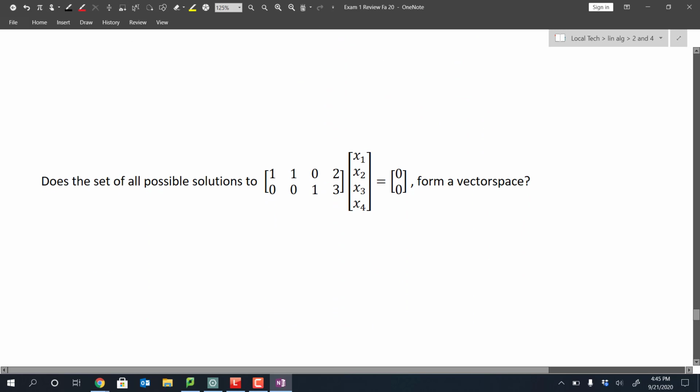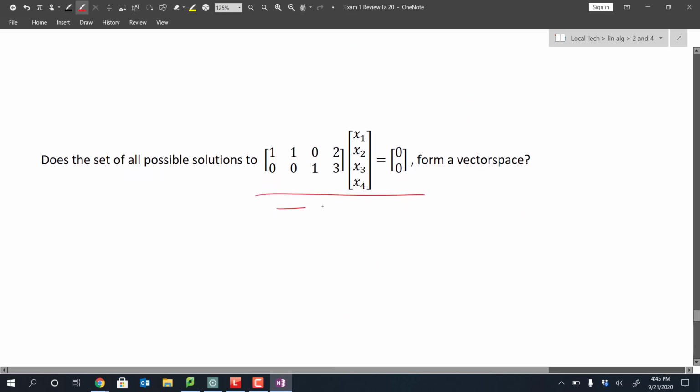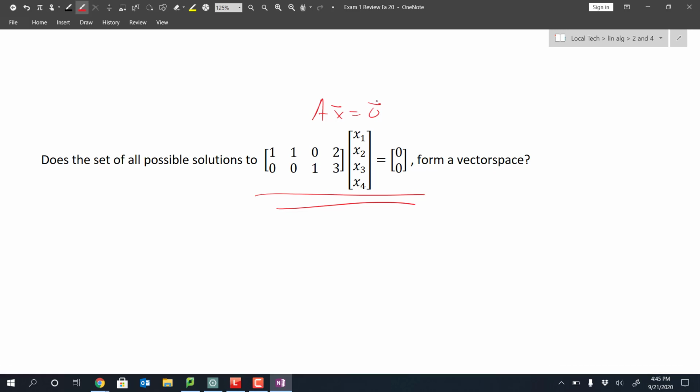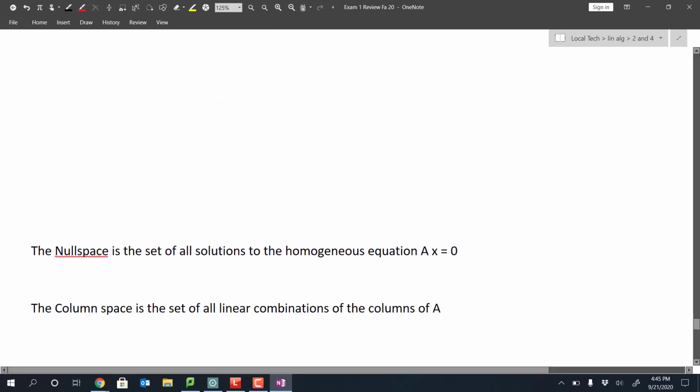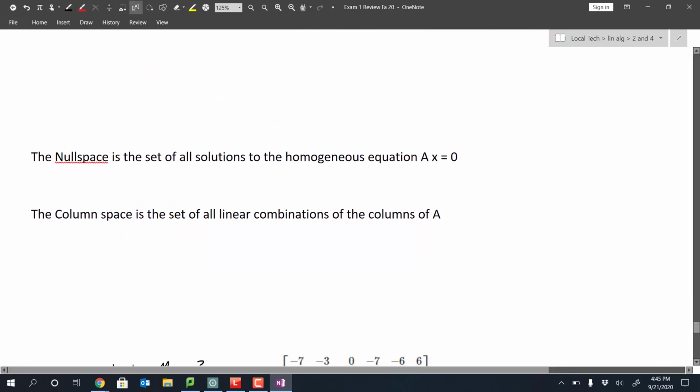However, if I looked at the solutions to this equation, the homogeneous equation, it actually would be a vector space. 0 is in the space, and I could show that if I grabbed any two solutions, the sum would also be a solution. In fact, this vector space is a special vector space, which we call the null space. So the null space is the set of all solutions to Ax equals 0. That should be a vector, and that should be a vector. It's all the x's that map to 0.